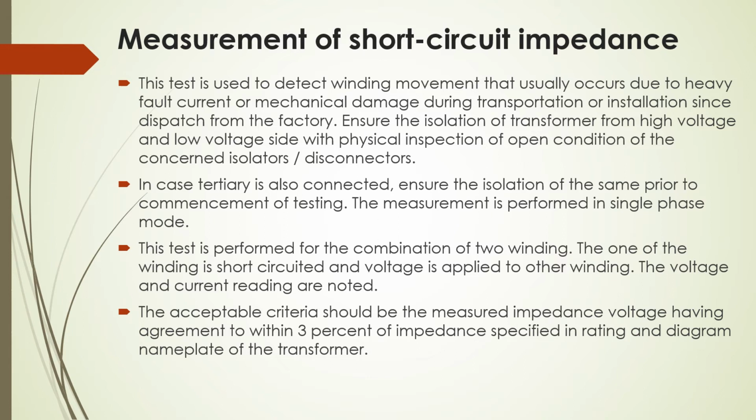The measurement is performed in single phase mode. This test is performed for the combination of two windings. One of the windings is short circuited and voltage is applied to the other winding. The voltage and current readings are noted. The acceptable criterion is that the measured impedance voltage should agree to within 3% of the impedance specified on the rating and diagram plate of the transformer.